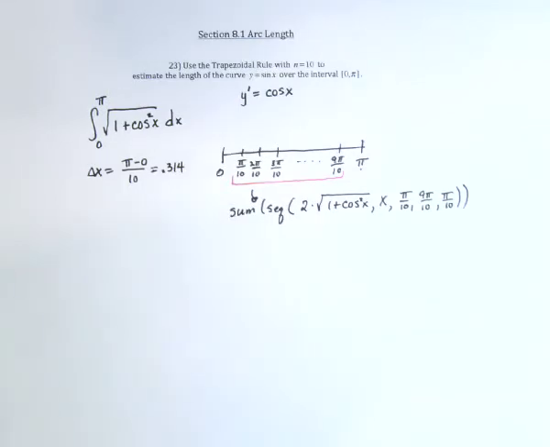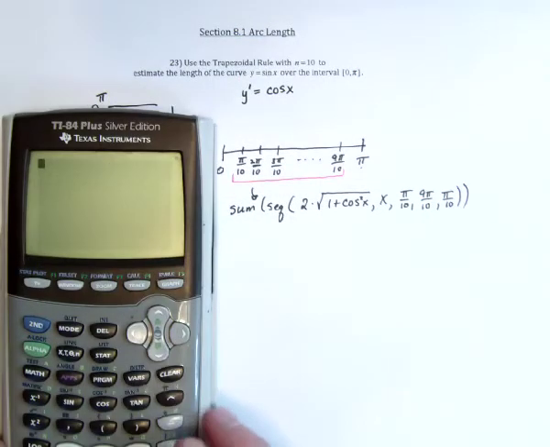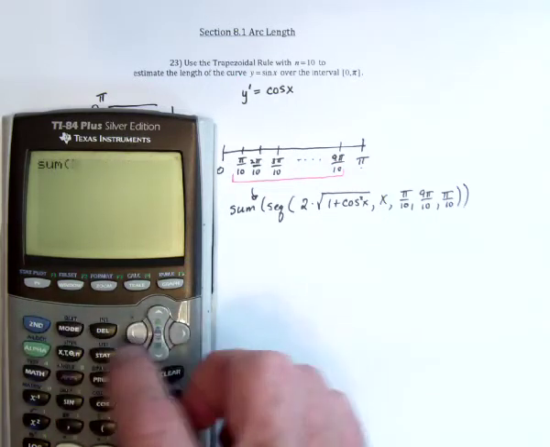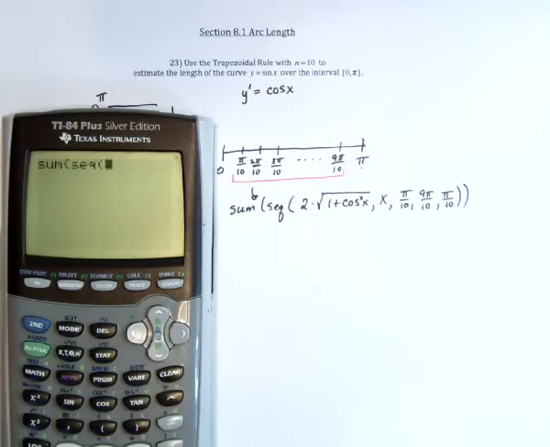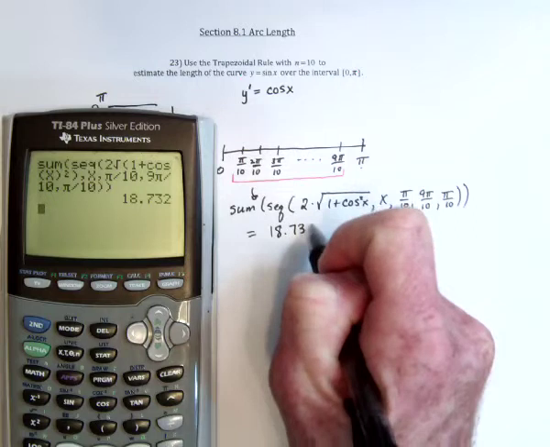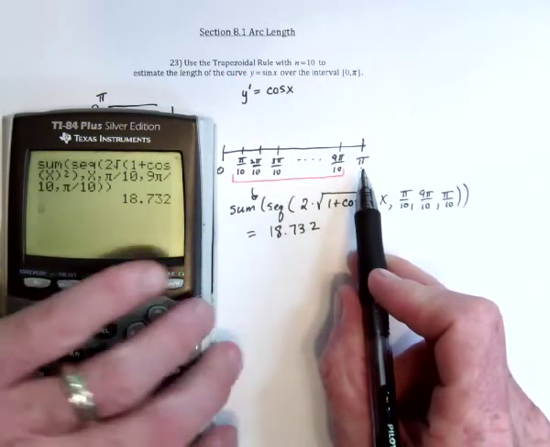So we've got second list, move over to math, number 5, sum. Second list, move over to operations, number 5 is sequence. And then it's 2, the square root of 1 plus cosine of x squared. And then I need to close the square root, with x going from pi over 10 to 9 pi over 10 in increments of pi over 10. Two parentheses at the end. So this much of it is 18.732.